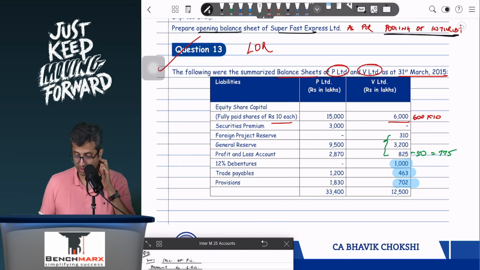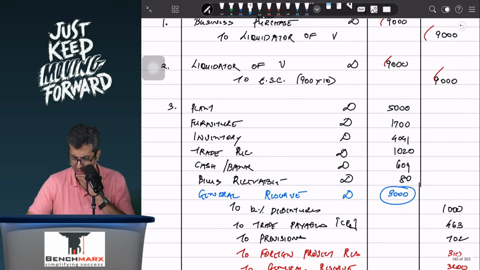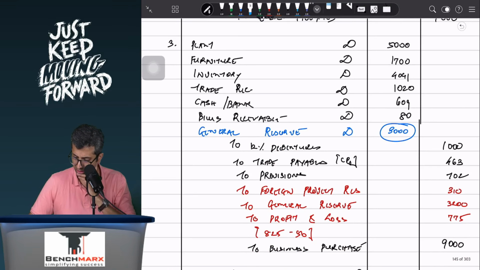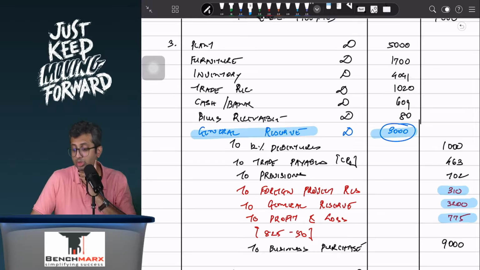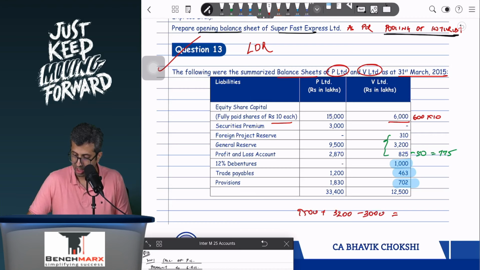To business purchase will be 9,000, and then you will see if there is a balancing figure. Now this is an important thing. Over here, you will have foreign project reserve, general reserve and P&L taken over, and then business purchase, and then there is a balancing figure which we will adjust against general reserve because it is a pooling of interest method. So your final general reserve would be your general reserve of P, which was there at 9,500, plus you will take over 3,200 minus 3,000.